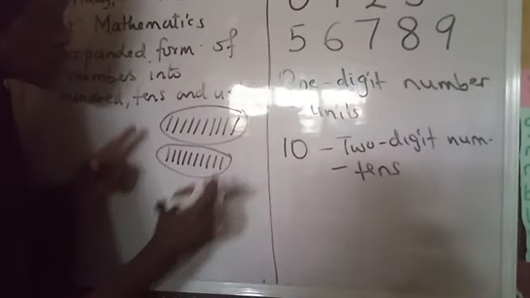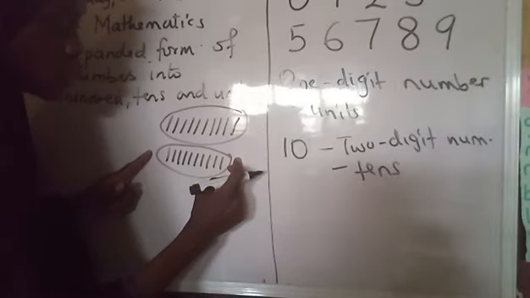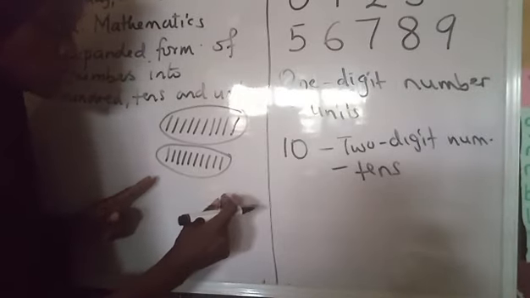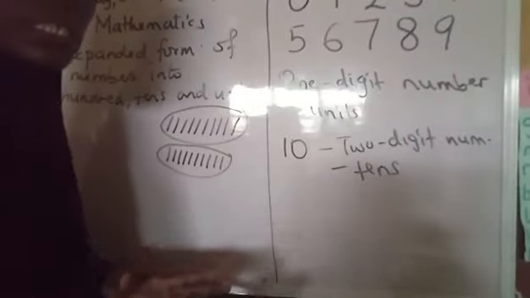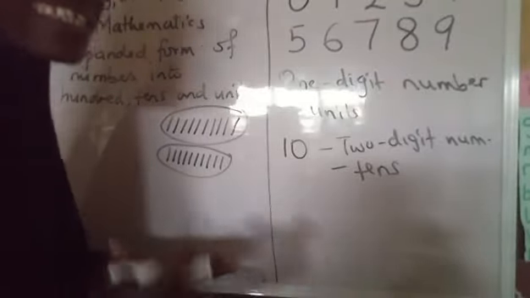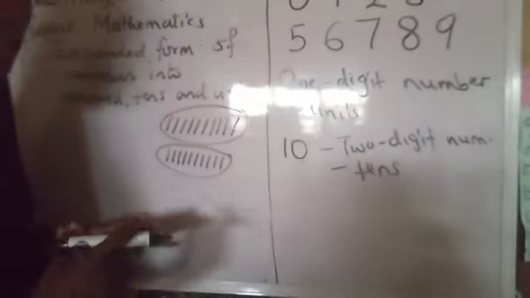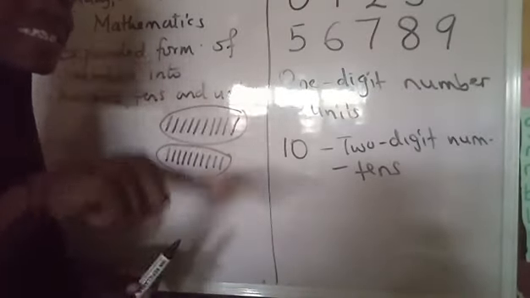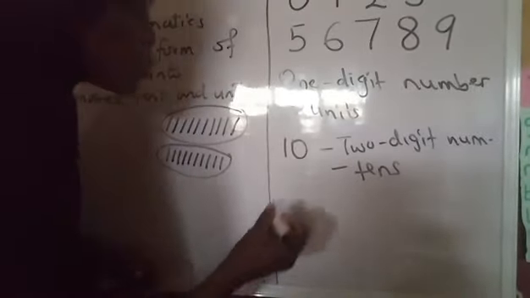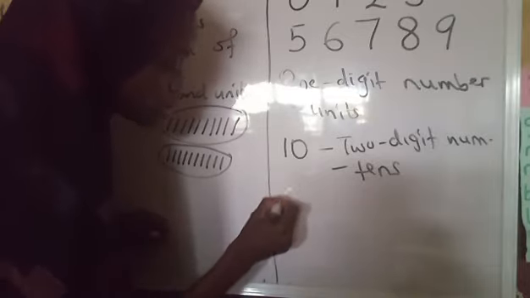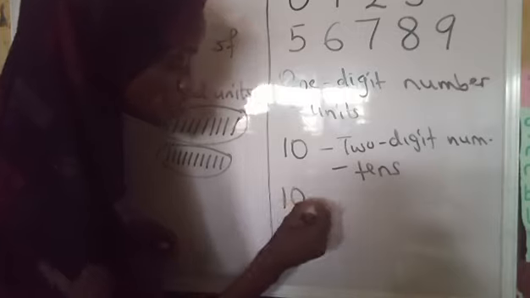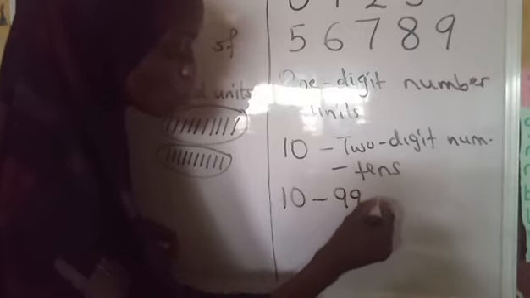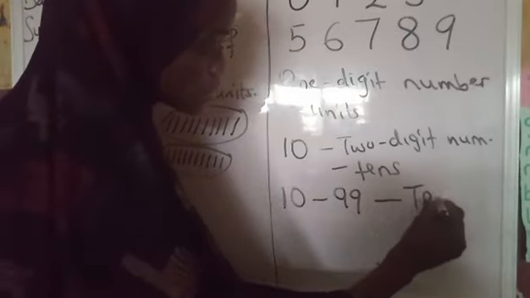So I'll pick 10, 20, then I go on to 30, I go down to 40, 50, 60, 70, 80, 90, until I get to 99. So the group of numbers starting from 10 to 99, they all belong to the group of tens.